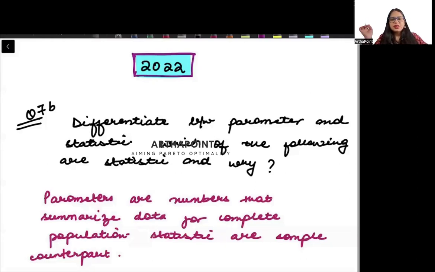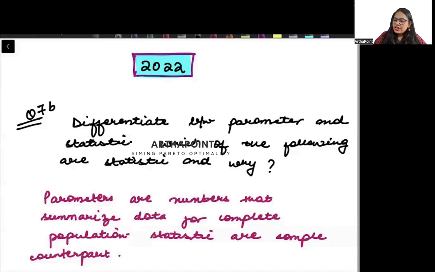This is a question that was asked in the 2022 paper, question number 7. Let us try to see what this question is saying. So try to read the question. It says differentiate between a parameter and statistic and which of the following are statistic and why.